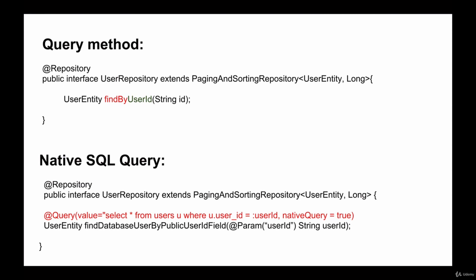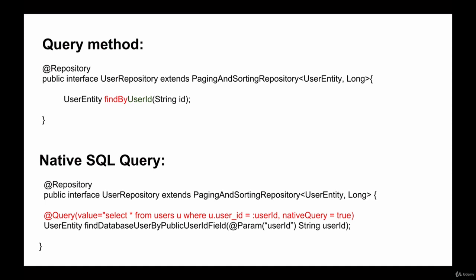When using JPA query methods, an SQL query will be created for us automatically by the framework based on the way we write a method name. In the example on the screen, when a query method name is parsed, an SQL query will be created to select a record from a database where the value in the database column name user ID is equal to the parameter passed in.